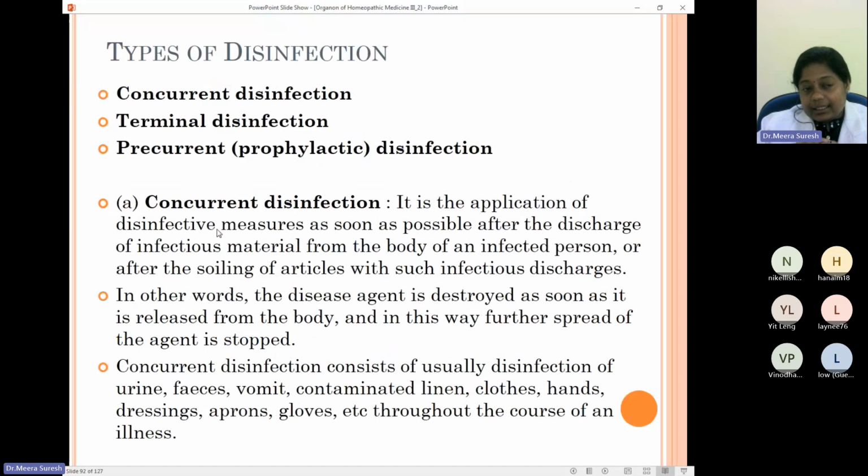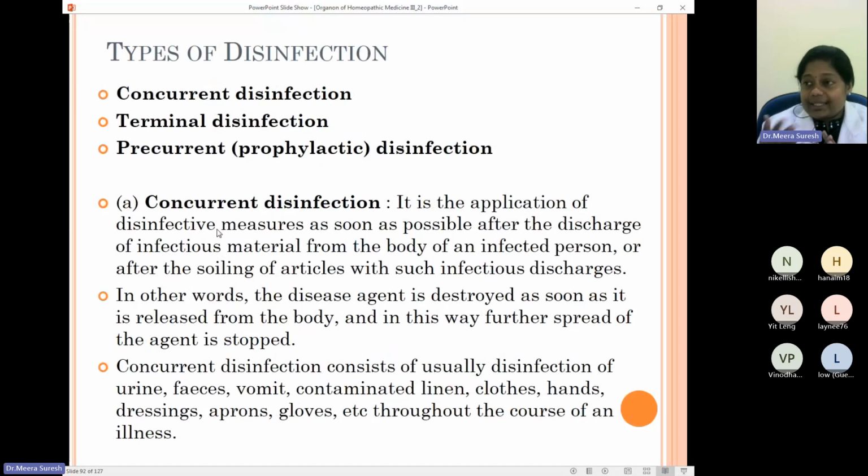This next one is the types of disinfection. What are the different types of disinfection? So we have three types of disinfection: concurrent, terminal, and precurrent or prophylactic. From the term itself, now you can guess what this may be saying. Concurrent means something happening simultaneously. So concurrent disinfection should be something that is happening simultaneously.